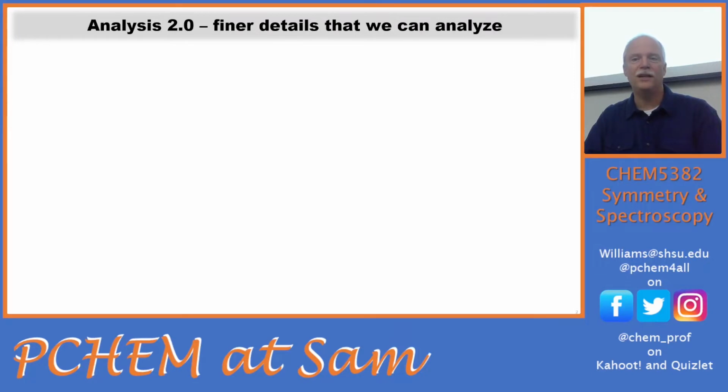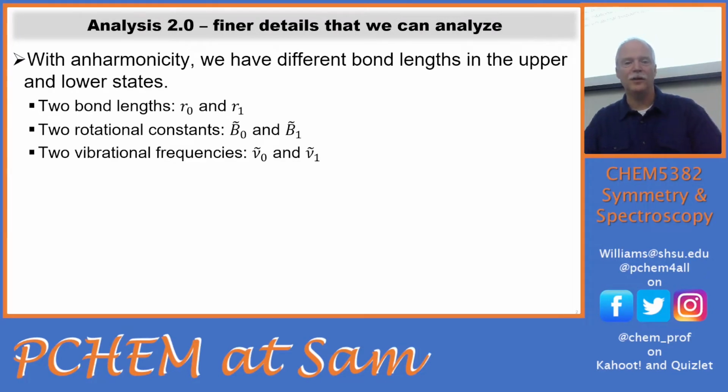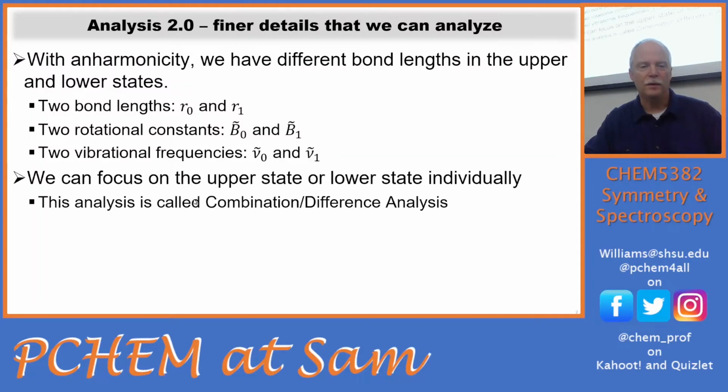So here are some finer details that we can analyze in this Rovibrational analysis. With anharmonicity, we have different bond lengths in the upper and lower states, so we have different rotational constants, and we have slightly different vibrational frequencies. We can focus on these, and I'll explain how we pull the upper state data and the lower state data out of these spectra, and it's called combination difference analysis.